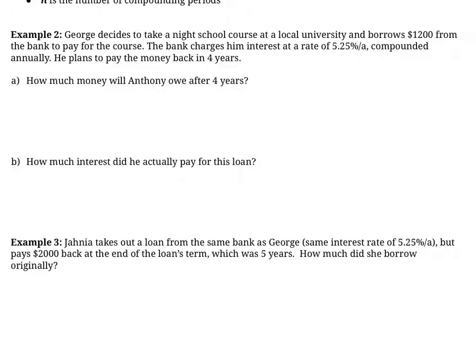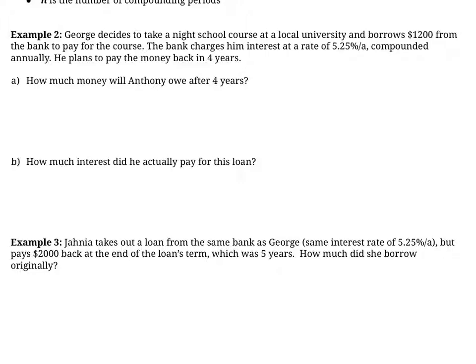Compounded annually means that the bank is going to charge him interest on an annual basis, which is the same example that we did previously. It doesn't always have to occur this way, and we're going to look at other examples later on. It says he plans to pay back the money in 4 years. So he's borrowing one time $1,200, which means that we can use our equation that we have above.